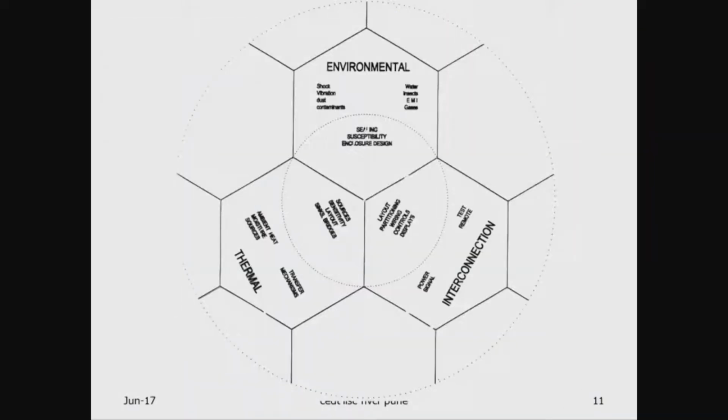You see here, slowly we are getting to the concept of three important things a package needs to deal with. One is the environment outside, there are thermal issues to be solved, and there is interconnection between the inside of the enclosure and the external world. So, the dotted line which is there around is typically supposed to represent our activity.